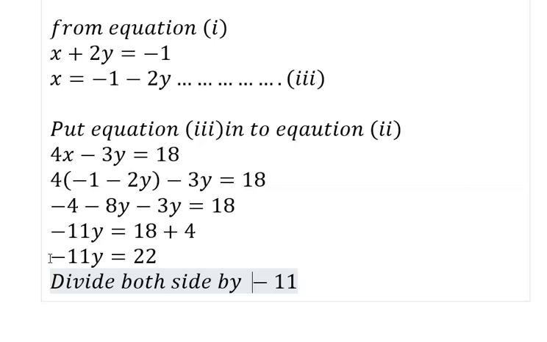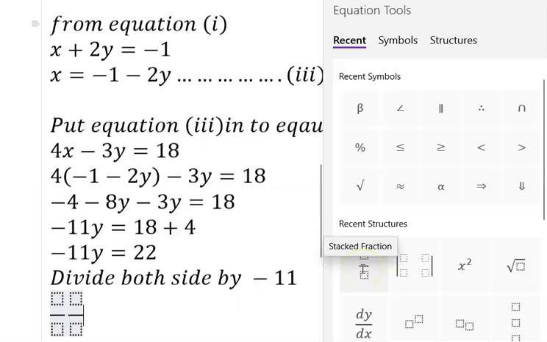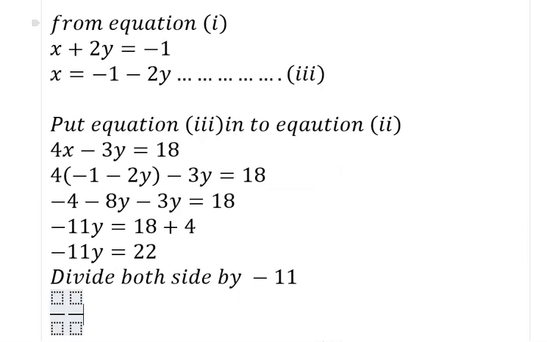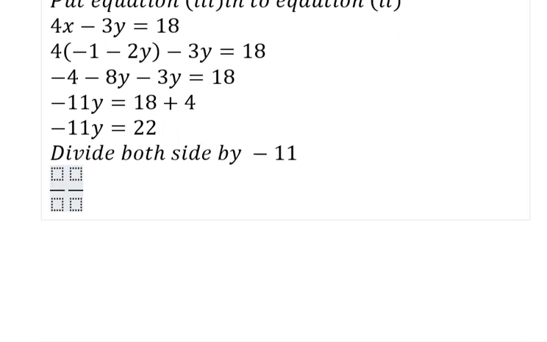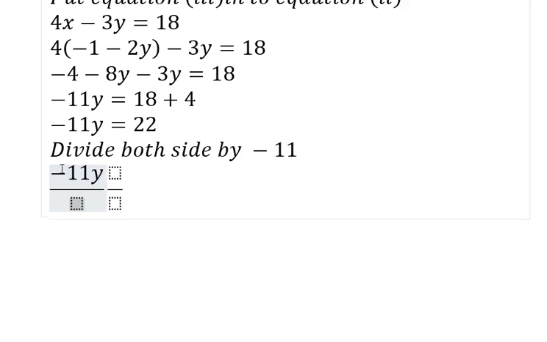Divide both sides by what? Minus 11. So let's get the template. Awesome. So with this, we can now say here we have minus 11y, here we have 22. So here we have minus 11y. We are dividing both sides by what? Minus 11, because that's what is disturbing our y. Here we have 22. And we are dividing both sides by what? Minus 11. Awesome.